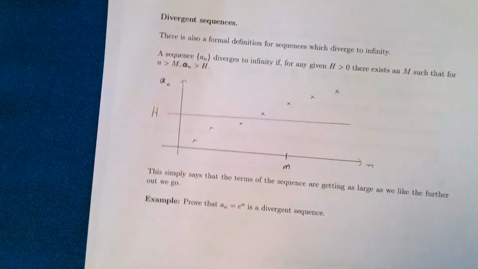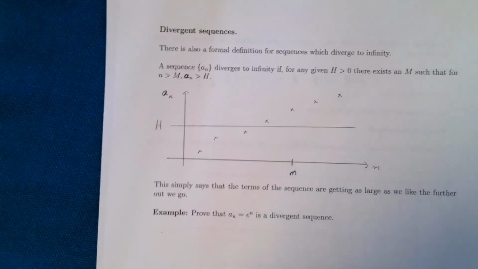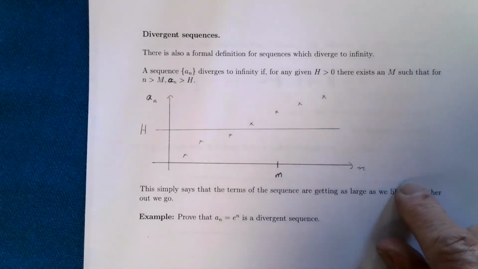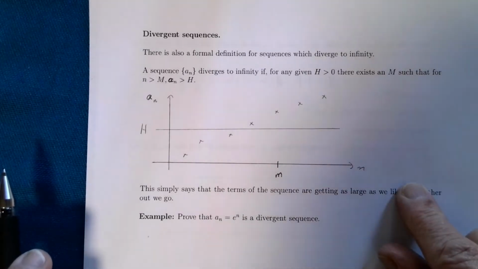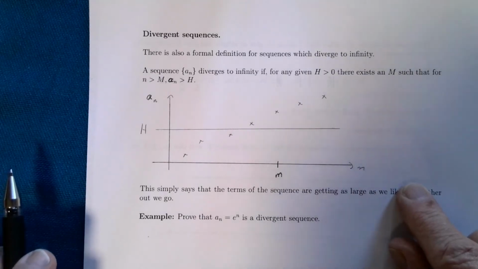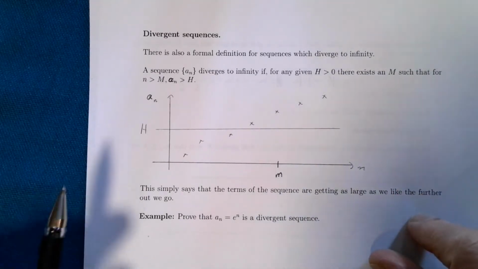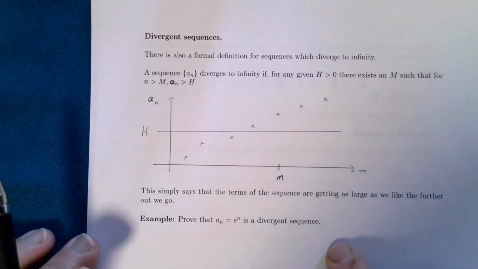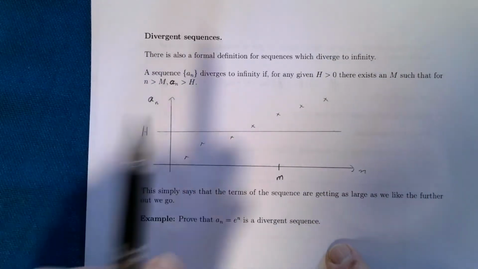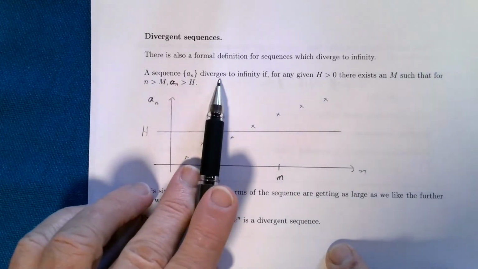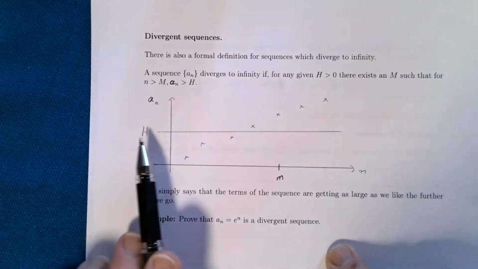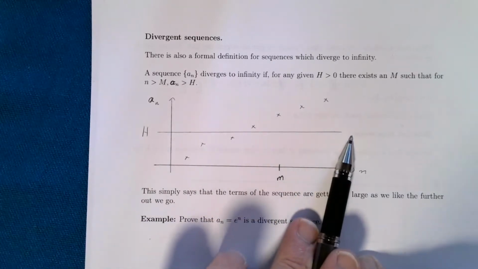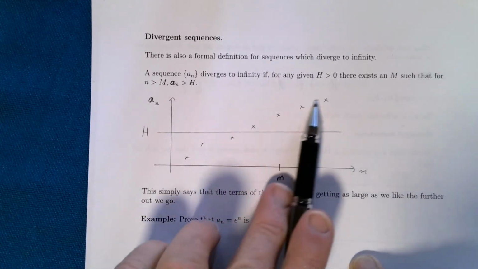As well as convergent sequences, we also have divergent sequences, ones that go off to infinity, and there is also a formal definition for sequences which diverge to infinity. And I'll just do a little bit on this. We're not going to worry too much about these divergent sequences. We're more interested in proving things converge, but a sequence a sub n diverges to infinity if, well, if it's getting bigger and bigger, it simply says that if I put a brick wall anywhere, then eventually the sequence gets beyond the brick wall.